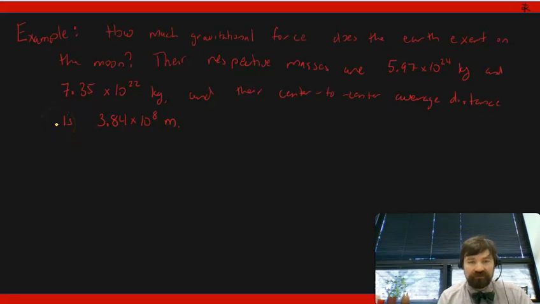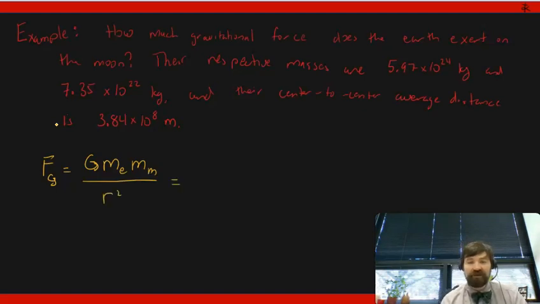For our example, let's consider the gravitational force between the Earth and the Moon. To determine the gravitational force, we need the gravitational constant, the mass of the Earth, the mass of the Moon, and the mean distance between the two of them squared.